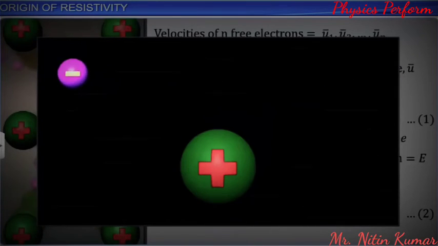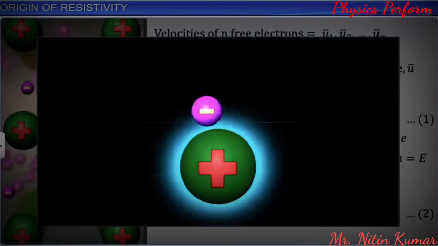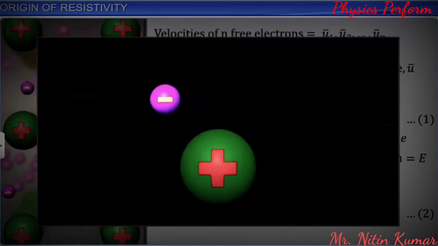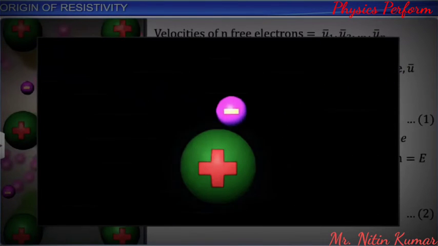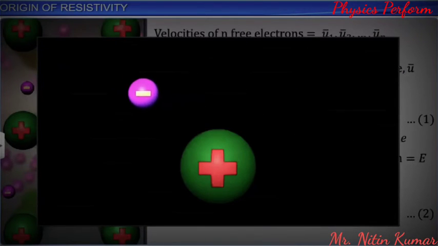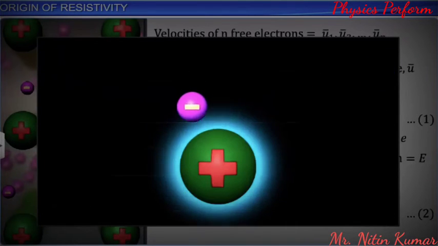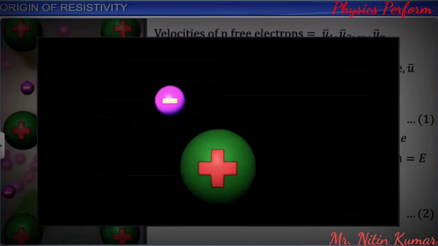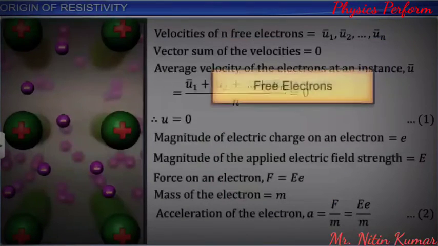Immediately after the collision, the free electrons are accelerated due to the applied electric field. This acceleration increases the velocity and thus the kinetic energy of the electrons. The electrons again collide and lose their kinetic energy. Due to these repeated collisions, the average acceleration of the electrons is reduced to 0. Hence, the average velocity of the free electrons is constant and is directed opposite to the direction of the applied electric field.